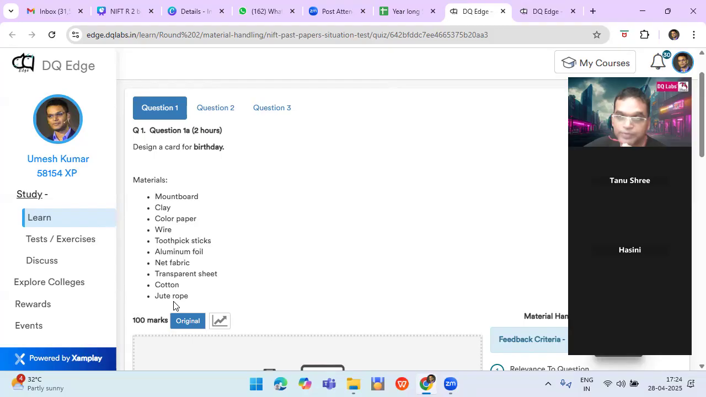cotton, jute rope. What I suggest is, when you are using the materials, do not use all of these materials, and in terms of the quantity, limit it. If it is a mount board or a color paper, you can limit it to 1 or 2 sheets. Even the transparent sheet, probably 1 sheet. A rope or something can be of 1 meter. Don't exceed beyond that.